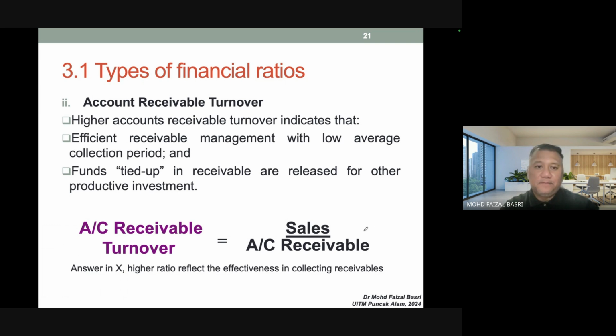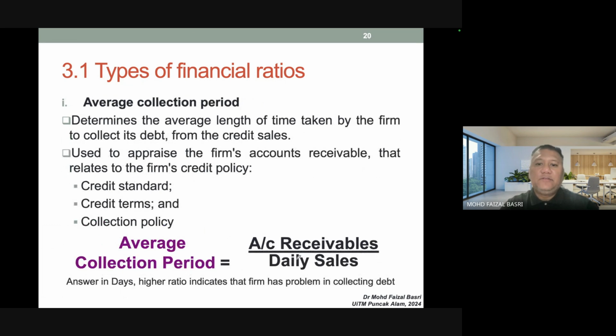So satu lagi cara, okay, kita go back kat sini. Satu lagi cara, if you don't want to use daily sales, you want to use sales saja, katakan lah. So you remove the daily kat sini. You take account receivables from your current assets, divide by sales, then multiply with 360. Okay, then you're going to get your answers in days. Terus dapat dalam hari.